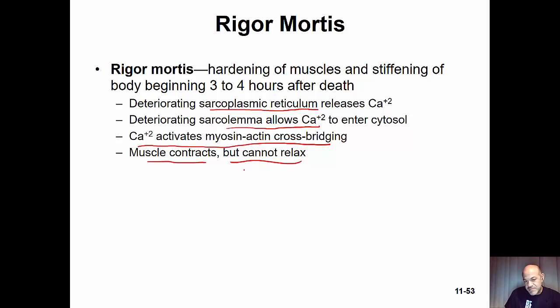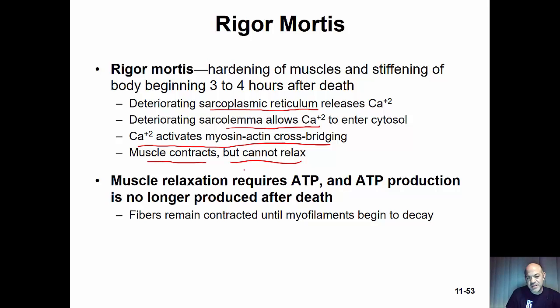So why can't it relax? Well, in order to relax, remember when we were going through the power strokes, those power strokes require the use of ATP. But when cells die, they don't produce any more ATP. So without any ATP, the myosin head can't release from the thin filaments. So the muscle remains contracted. And this is going to continue until the myofilaments begin to decay. Once bacteria start to act and break down the tissue, eventually the body loosens up again. At that point, the body of the animal may not be smelling too good.